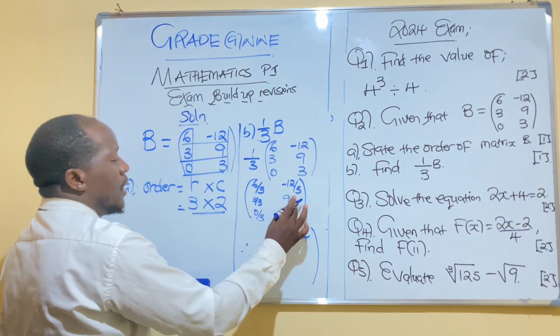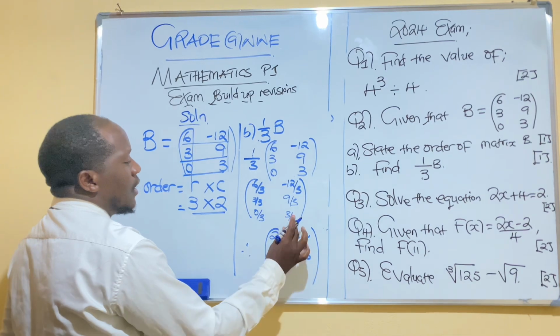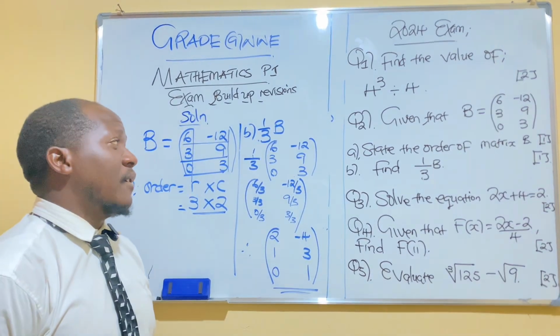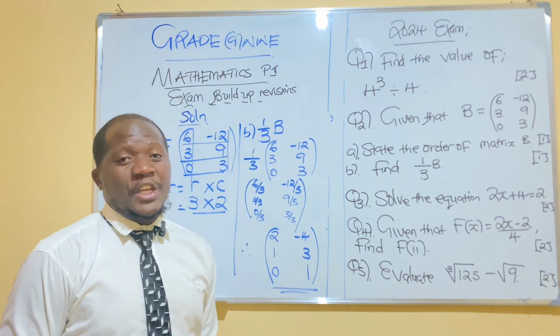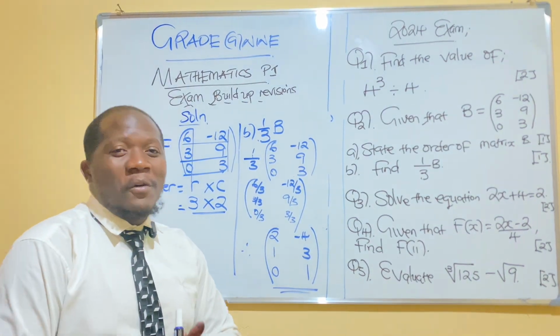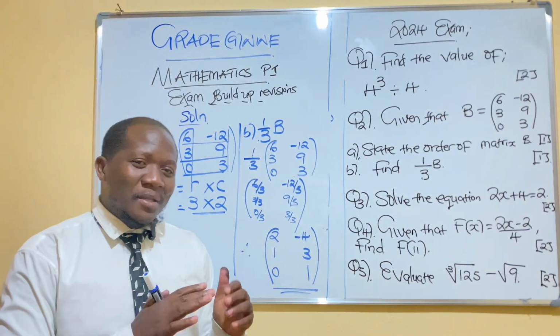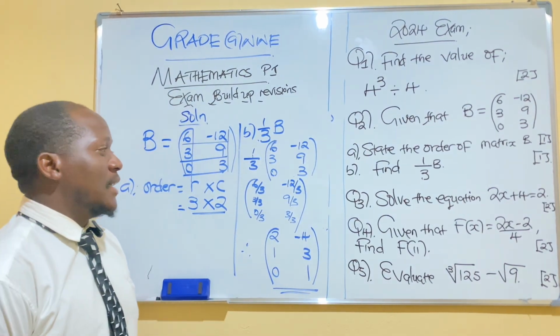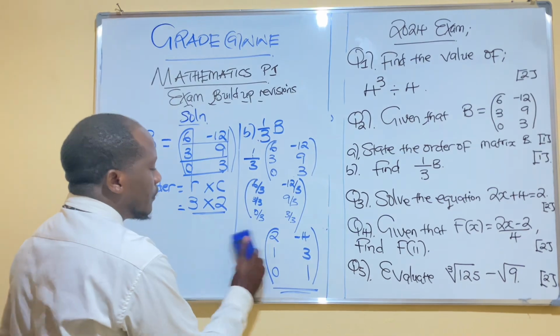Then we close. 3 into 9, it's a 3. Then 3 into 3, it's a 1. Having done that, it simply means we have simplified question 2. I hope we are following and that this is boosting the confidence that may be needed for exam preparation.